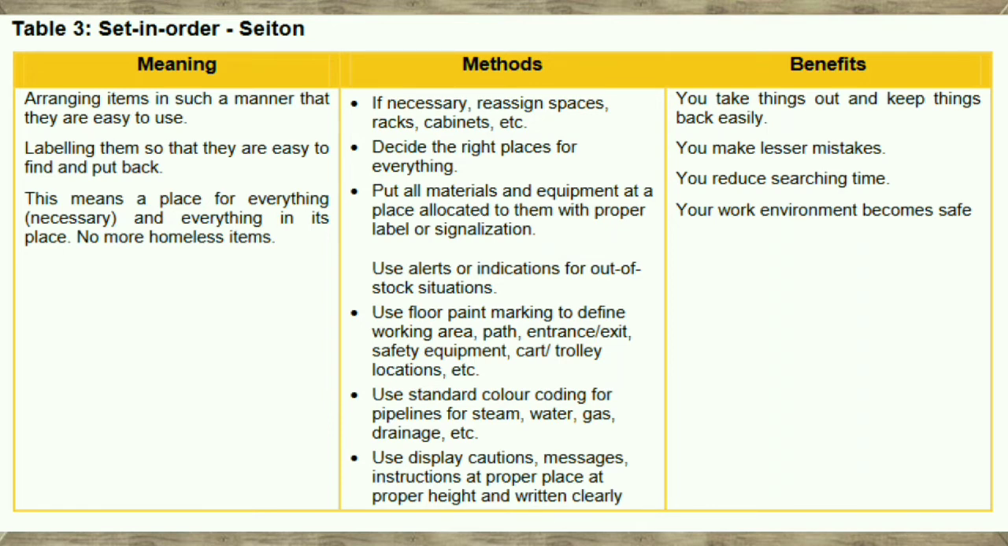Use floor paint marking to define working area, path, entrance, or exit, safety equipment, cart or trolley, location, and etc. Use standard color coding for pipelines for steam, water, gas, and drainage, and etc. Use display cautions, messages, instructions at proper place, at proper height, and written clearly. So the benefits of following these methods are: you take things out and keep things back easily. You make fewer mistakes. You reduce searching time. Your work environment becomes safe.